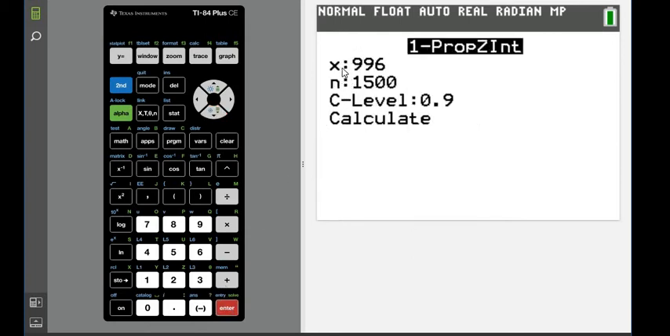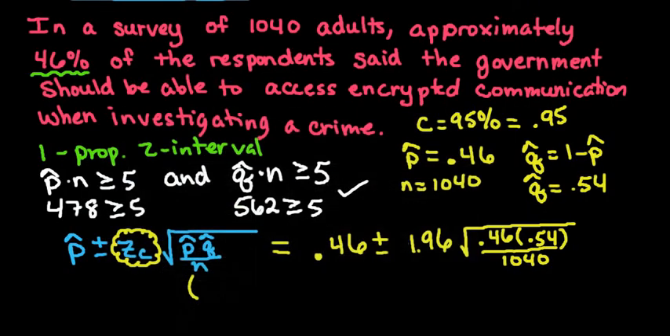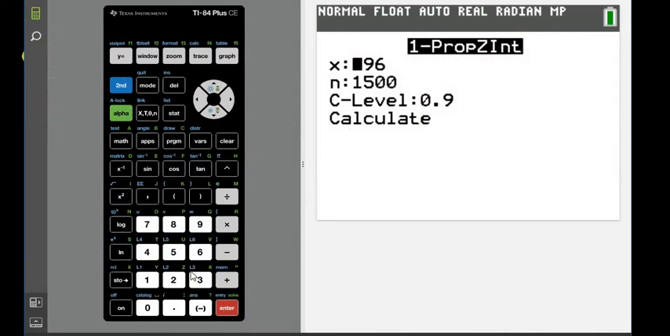And with this, it's going to ask you for X and N. X is your number of successes. So in our problem, because it gave it to us as 46%, what we can do is we can type in the 0.46 times the 1040. However, we can't leave it like this because remember, these are people that we're talking about, and I cannot poll 0.4 people, so I have to round it to the nearest number. So what I would do is I would come back up here and change this to 478. And then my N is the number in my sample, so that's the 1040.